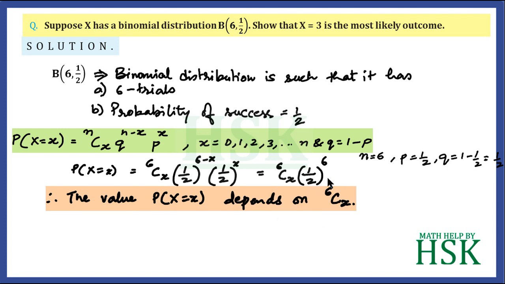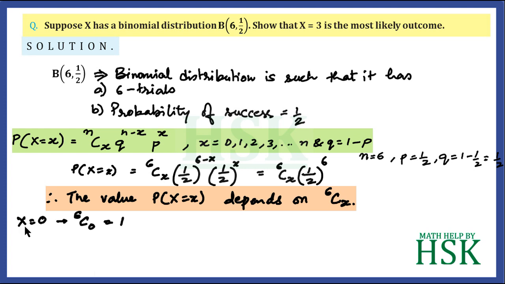Now there is a very important point regarding the next step of the question: the probability of x successes depends only on 6Cx. So when 6Cx has the maximum value, the probability of x successes would also be maximum. The outcome with the maximum probability decides which is the most likely outcome. So we are going to calculate the value of 6Cx for all the possible outcomes.